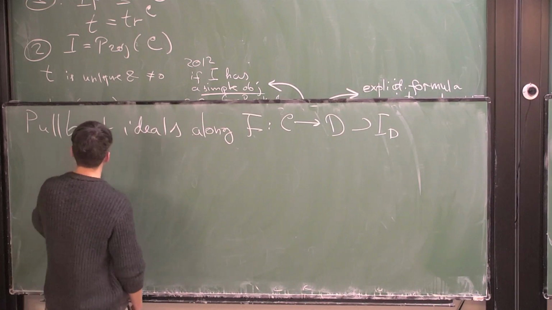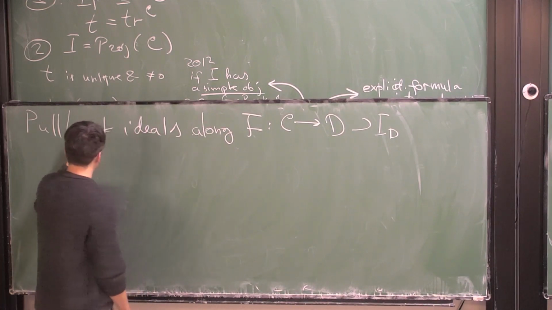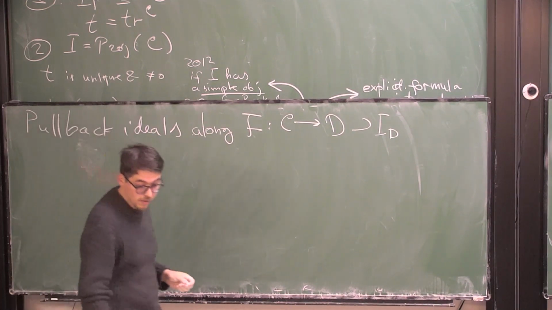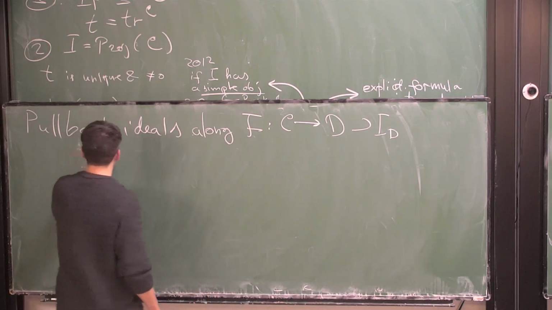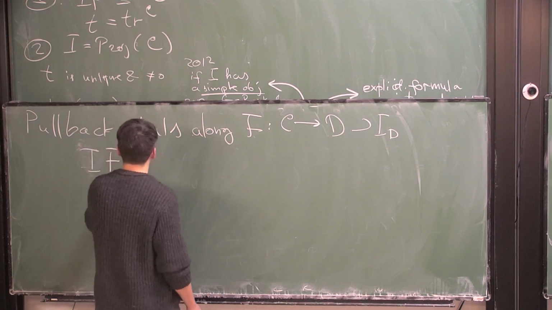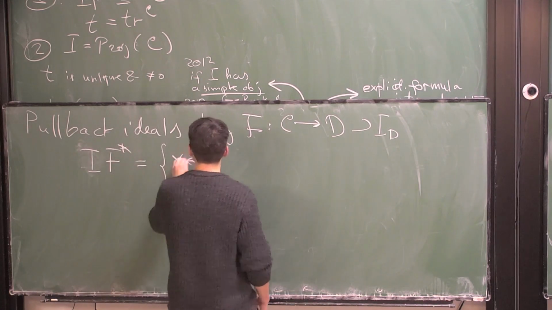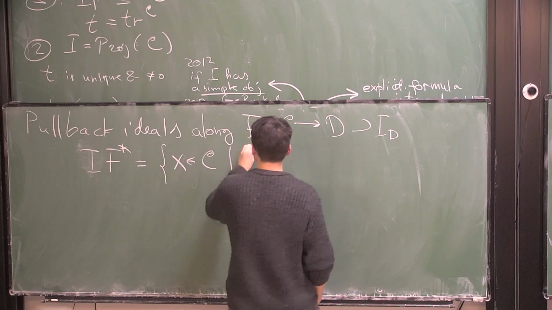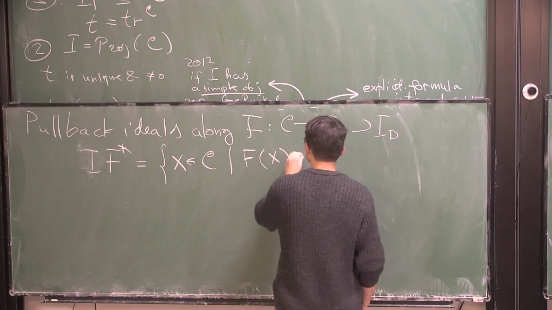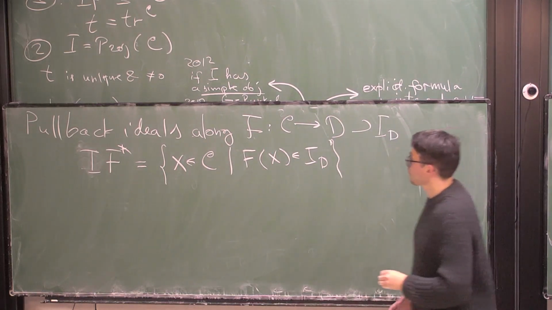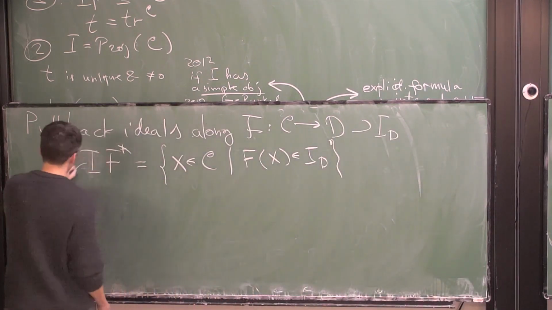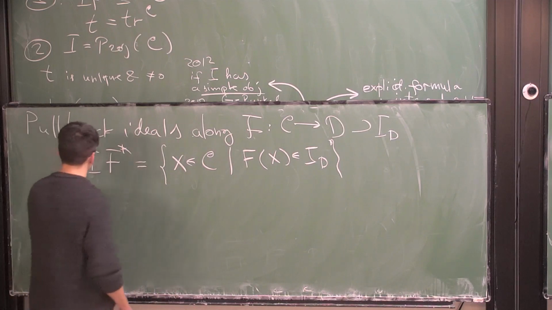So how do I denote it? Let me write it. Ideal F star is all objects X in C such that F of X is in the ideal of D. Okay, so we can prove that this is a tensor ideal in C.